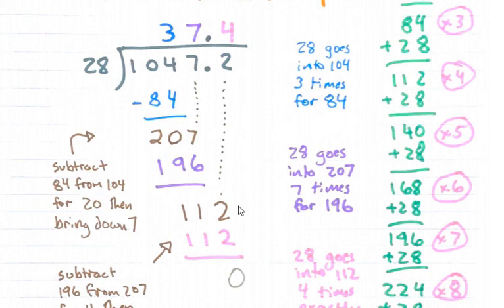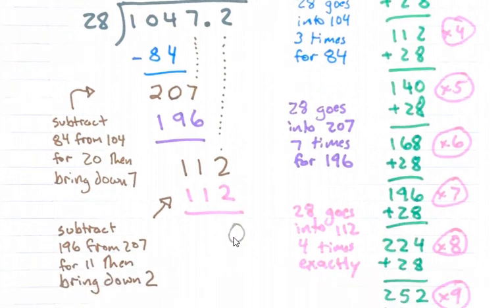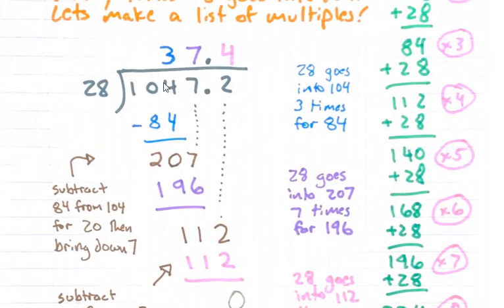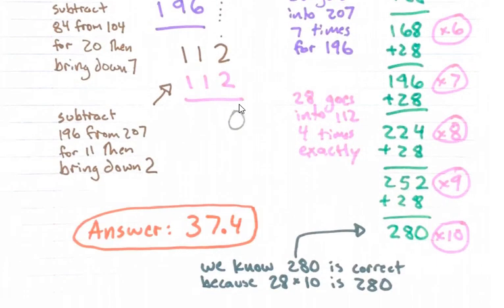So exactly 4 times. 112 minus 112 is 0. So we know we have no remainder. And that is our answer, 37.4. 37.4 is our answer. And we are good to go.